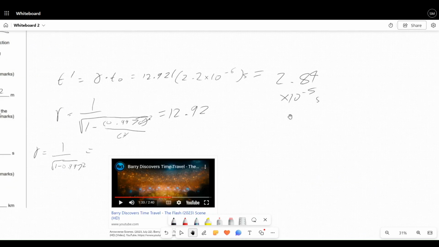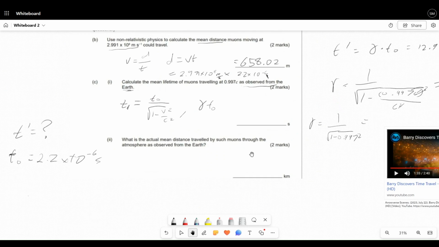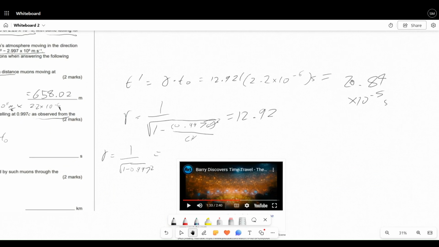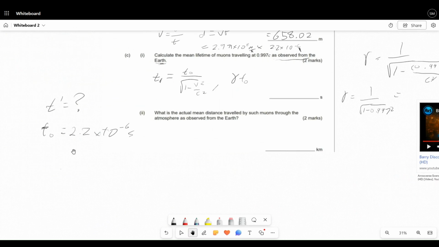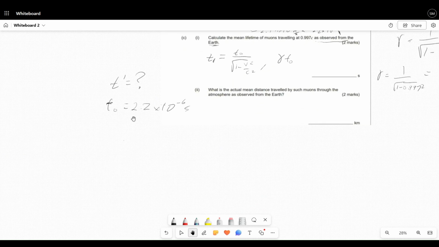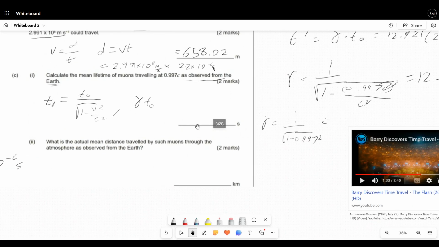So the muon's lifespan actually seems longer for the observer on Earth than it does to itself. The muon only thinks this much time has passed, but the observer on Earth thinks this much time has passed between the birth and death of the muon. So the observer on Earth, his time has been dilated. He thinks the muon's lifespan has been much longer than the muon thinks its lifespan has been. And that doesn't mean it's wrong. Actually, both of these values are correct. It's just a matter of your frame of reference. So this is our answer.